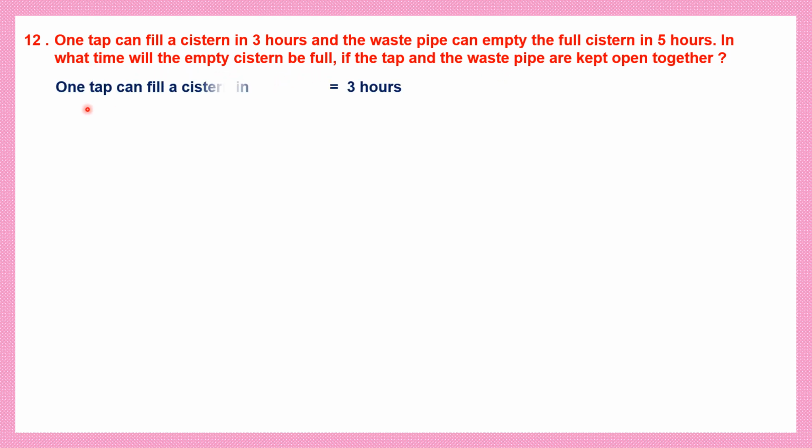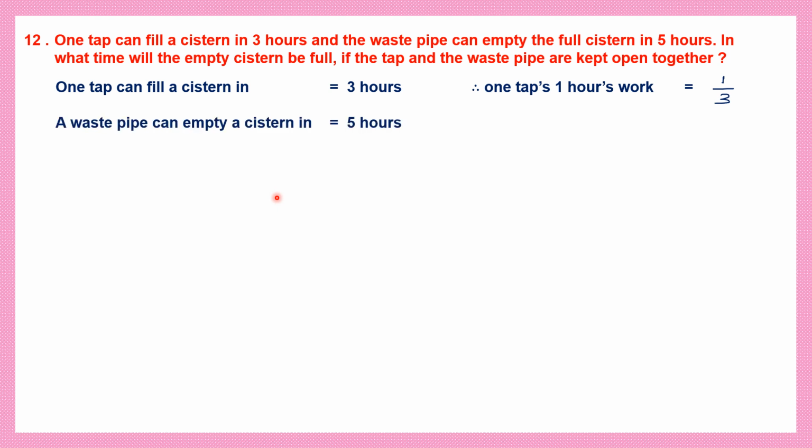What is given to us is one tap can fill a cistern in 3 hours. That means in 1 hour, what is the work of this tap? One tap's 1 hour's work will be 1 by 3, because in 3 hours it can fill the whole cistern. Similarly, the waste pipe can empty the cistern in 5 hours. So the waste pipe's 1 hour's work will be 1 by 5. Now together they are working.